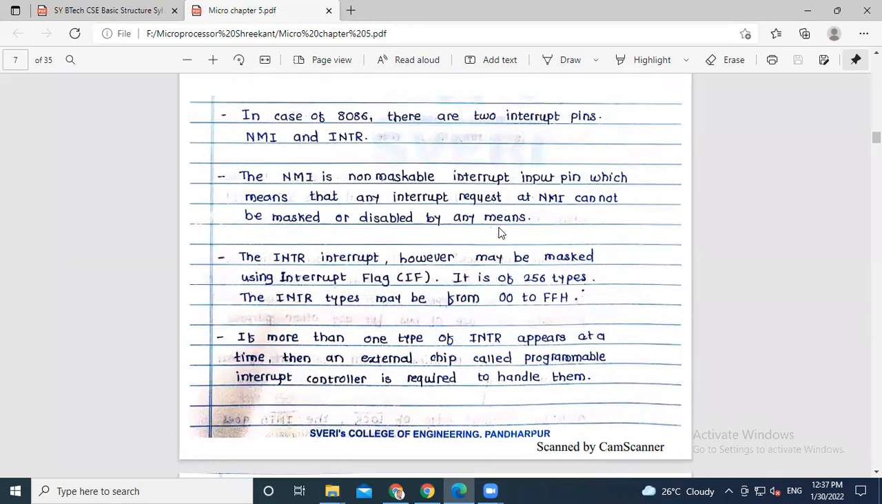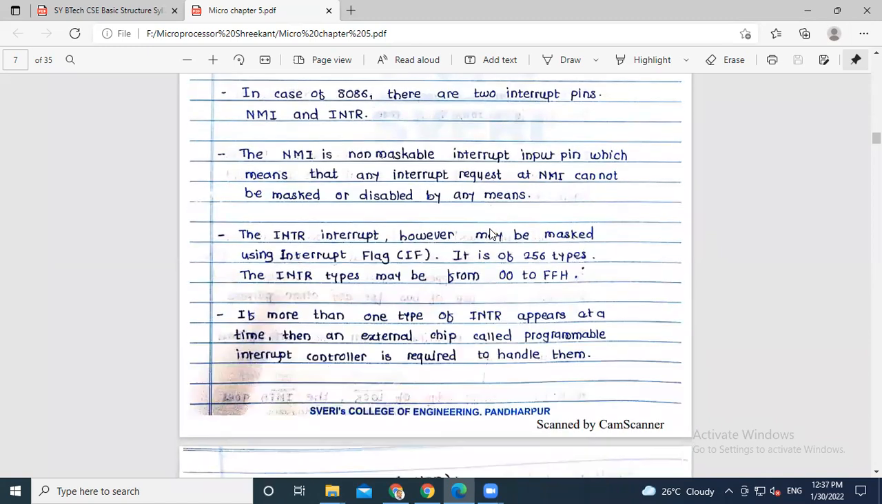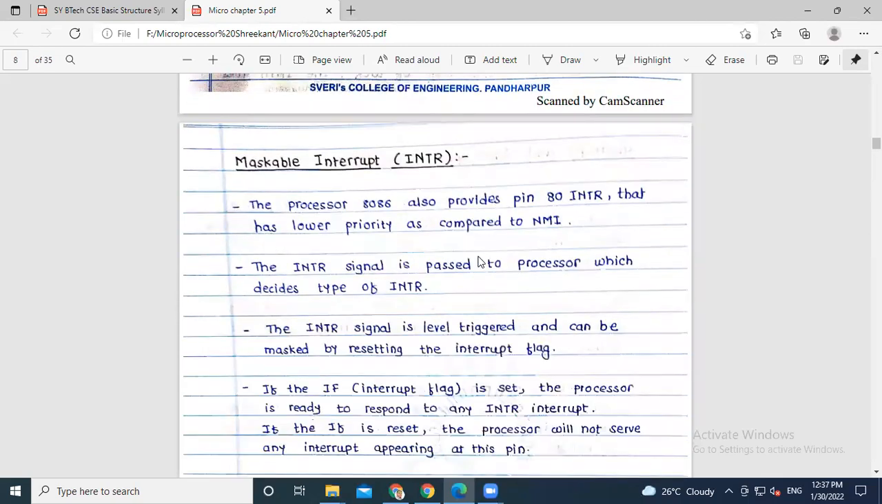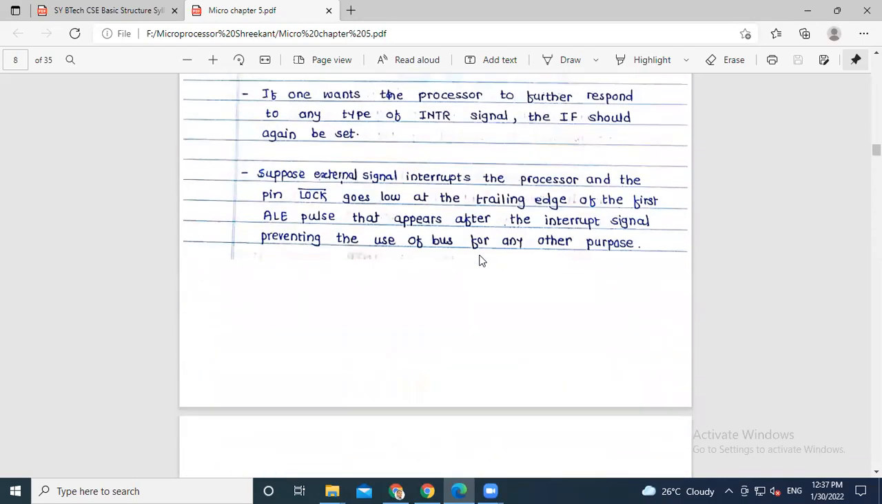So this is about the interrupt service routine. Those four to five points are very essential and very important. These you have to remember about the ISR. So next I will move to interrupts.